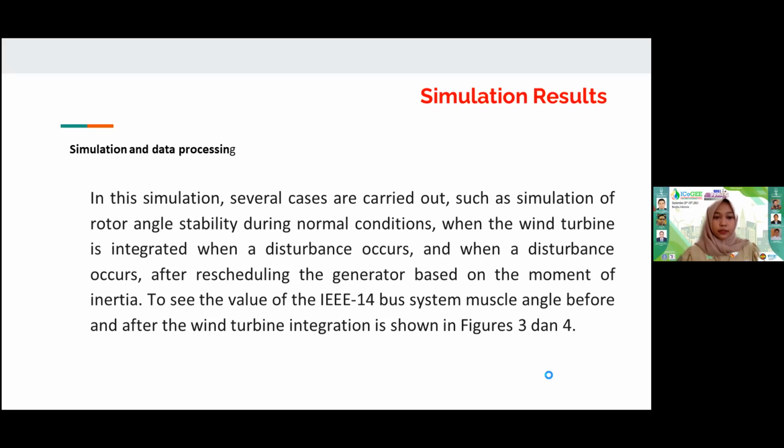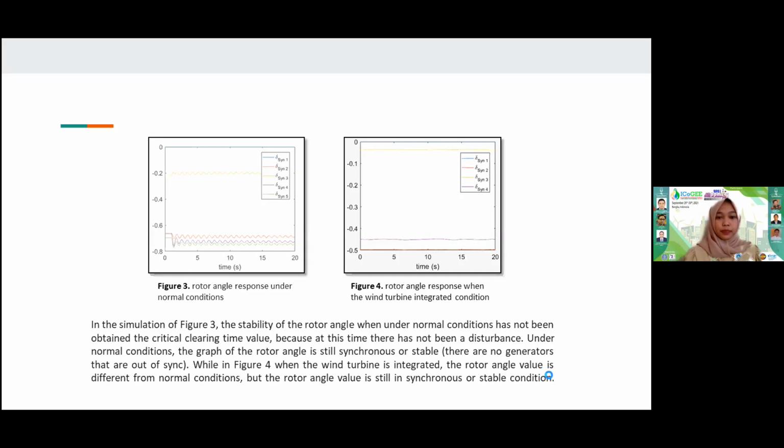Simulation and data processing. In this simulation, several cases are carried out, such as simulation of rotor angle stability during normal conditions, when the wind turbine is integrated, when a disturbance occurs, and when a disturbance occurs after rescheduling the generator based on the moment of inertia. The rotor angle values of the IEEE 14 bus system before and after the wind turbine integration are shown in figures 3 and 4.